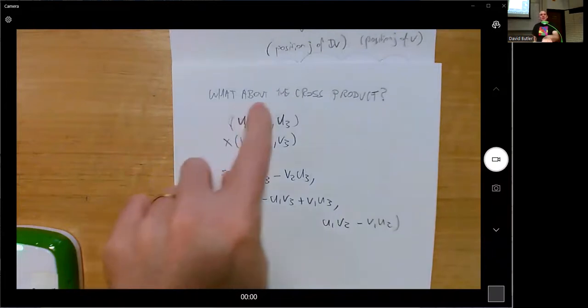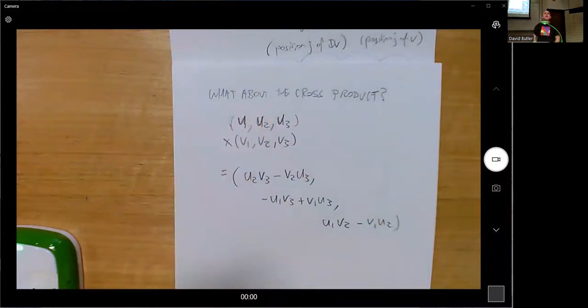You can do it with an i, j, k up here and the determinant, but I like to do it this way. I've practiced it long enough.